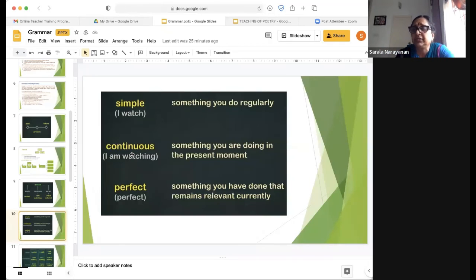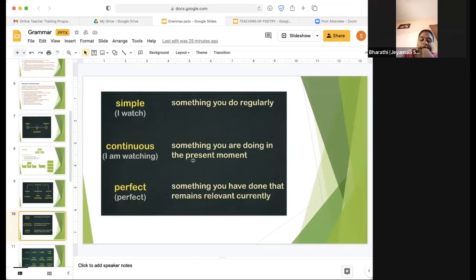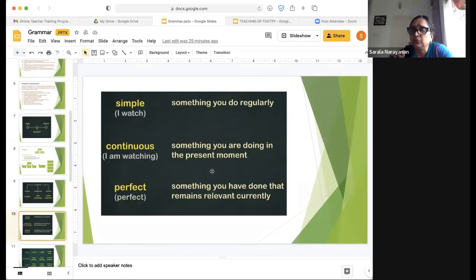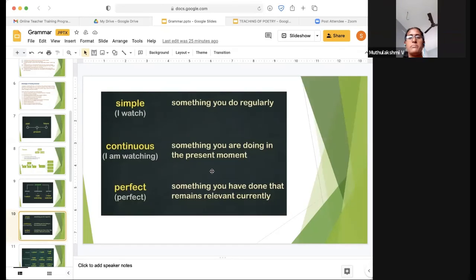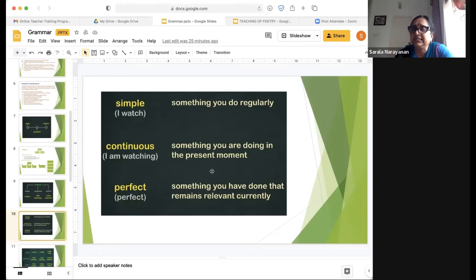Now coming to continuous tense: I am watching, something you are doing at the present moment. That action is going on and not finished. At present, we are in the meeting; you are attending the meeting.